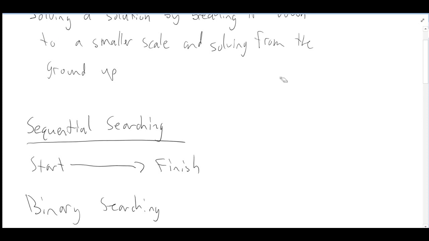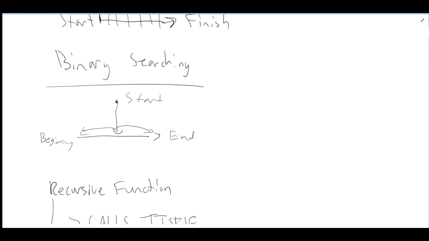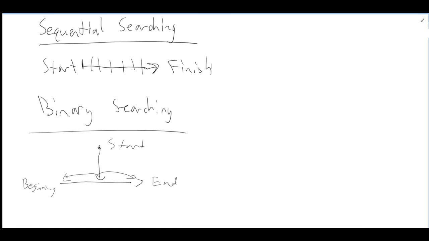There's actually two types of searching he taught us. One is sequential searching, which is pretty basic. You start at the beginning and you finish at the end, and you search for everything sequentially. The next is binary searching. This one is a bit different. Here's the beginning, here's the end, and you start searching right in the middle. Then you decide, do I want to take the left fork or the right fork, or vice versa.